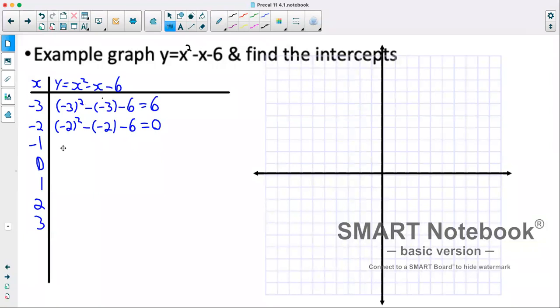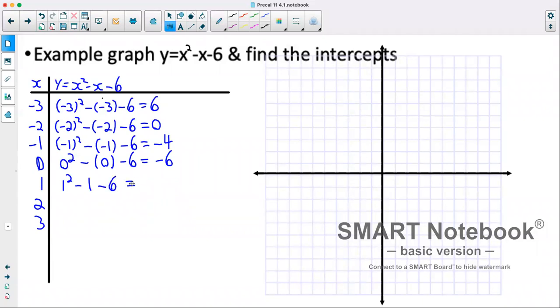Next, we have -1. So we have -1 squared minus -1 minus 6. -1 squared is +1. Then once again, we're adding another one because negative of a negative is a positive. So that's 2 minus 6 is -4. Next, we have 0. So we have 0 squared minus 0 minus 6. So that's going to give us -6. Next, we have 1. So we have 1 squared minus 1 minus 6. So 1 squared is 1, minus 1 is 0, minus 6 is -6.